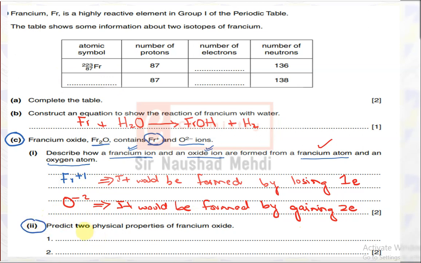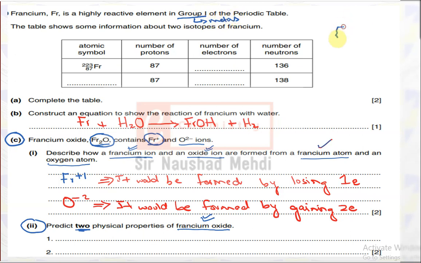In the last part, it's saying to predict 2 physical properties of this compound, francium oxide, Fr2O. Now you all know that for the properties of a particular compound, just like this francium oxide, first of all you have to check whether this compound is an ionic compound or a covalent compound. Francium is in group 1, and all group 1 elements are metals.